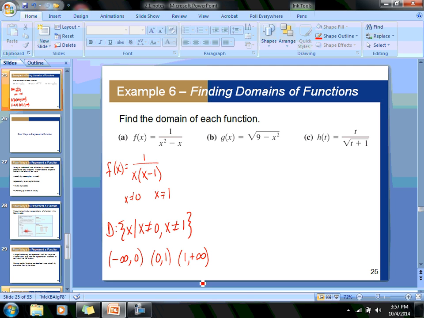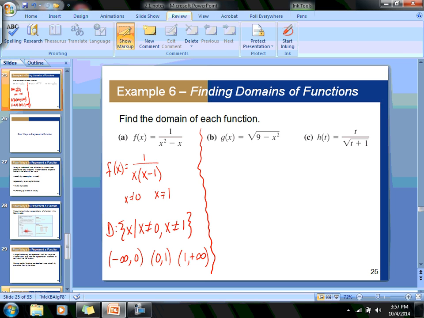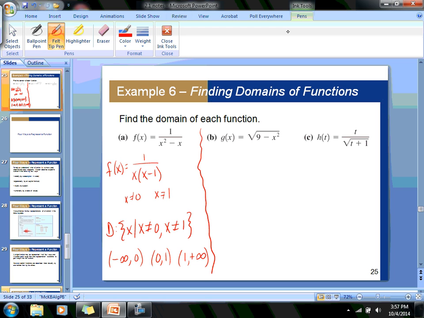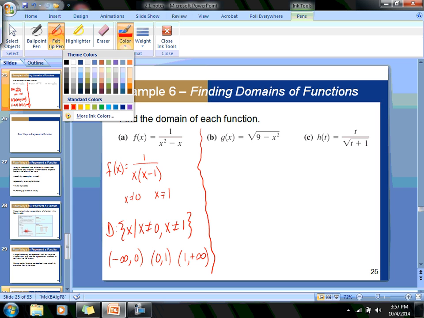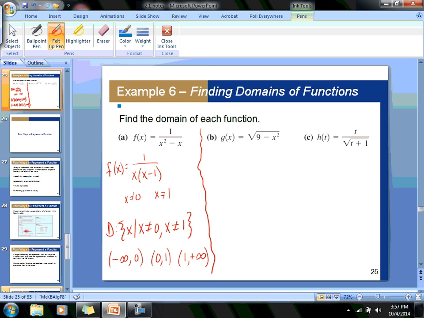Okay, for part B, draw the line here. And let me switch colors. For part B, we have the function that says g of x now instead of f of x, is the square root of 9 minus x squared. So since we have that radical in this function, that's the value that we have to keep positive.